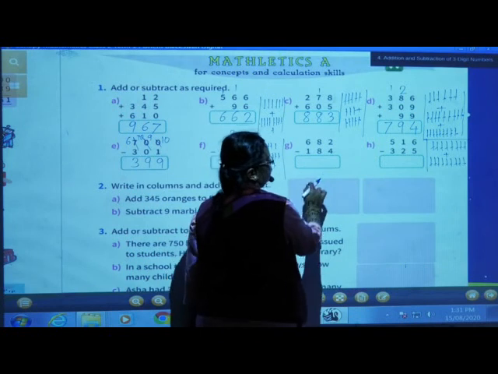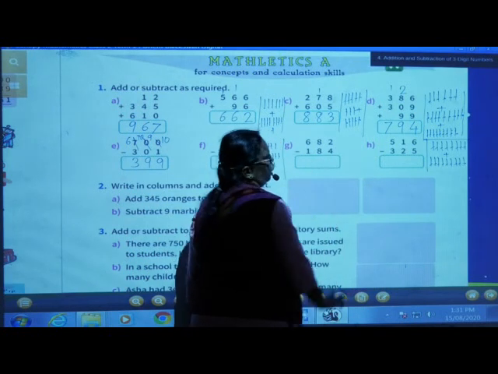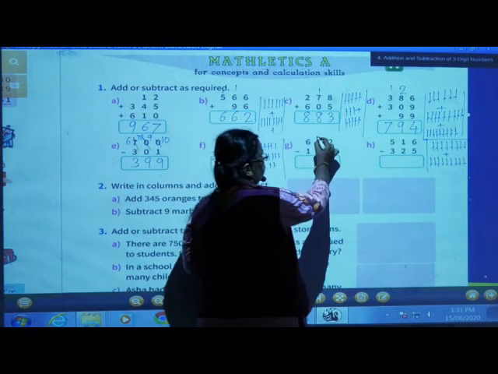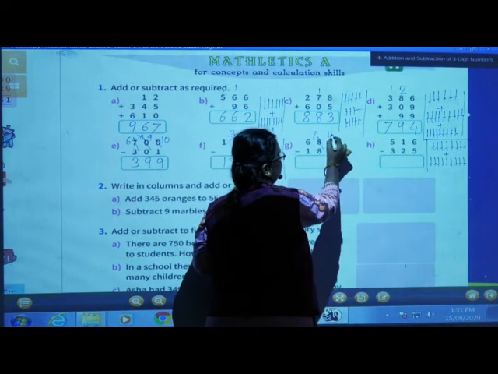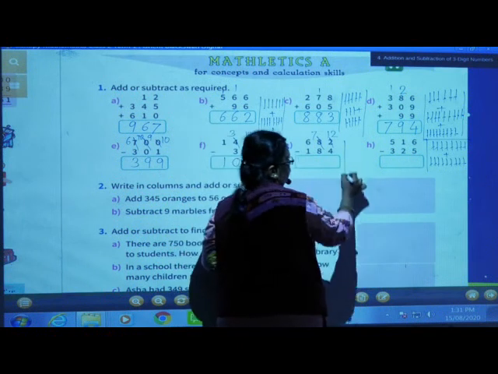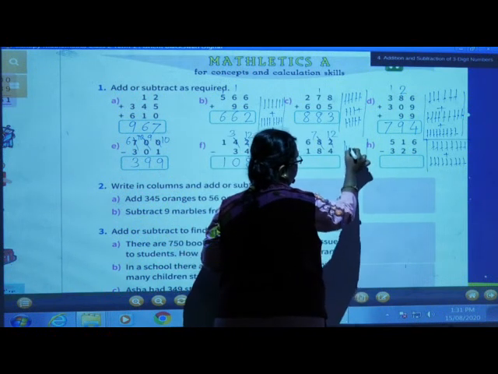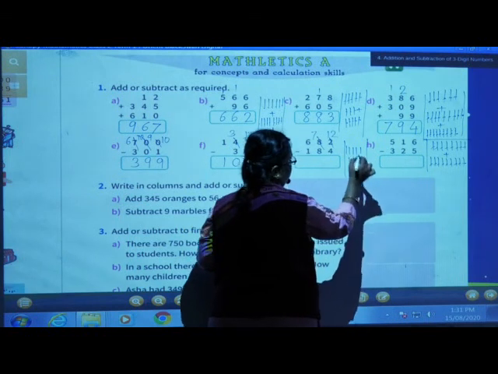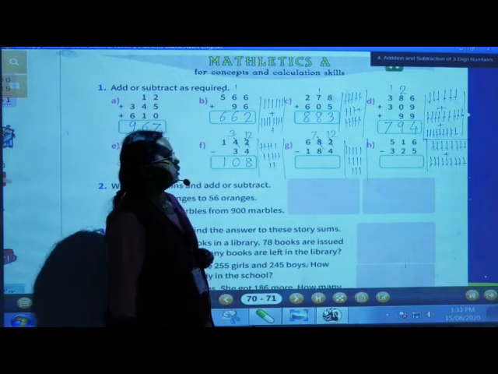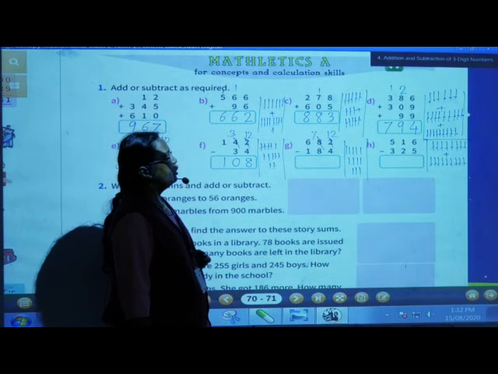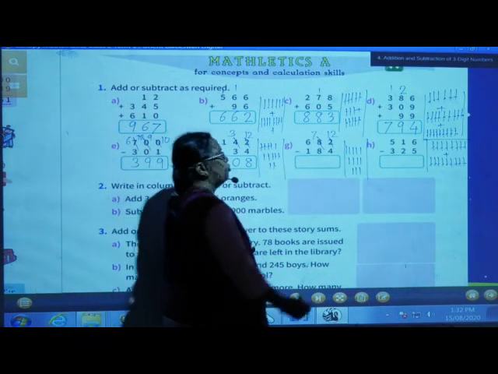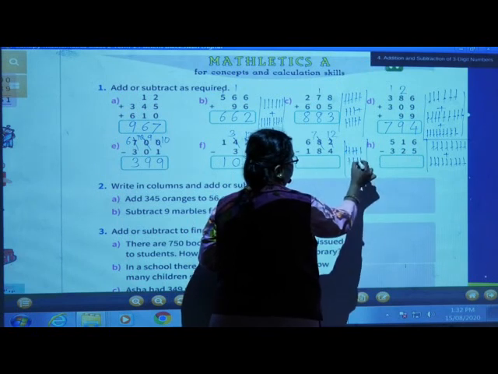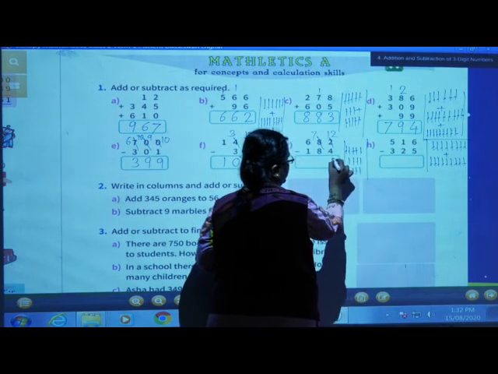Then here, 2 minus 4. Now here 2 minus 4 will not go. So what will you do? Here you will make it 7 and here you will make it 12. Then 12 minus 4. Counting 1, 2, 3 up to 12. 12 minus 4: 1, 2, 3, 4. So 1, 2, 3, 4, 5, 6, 7, 8.